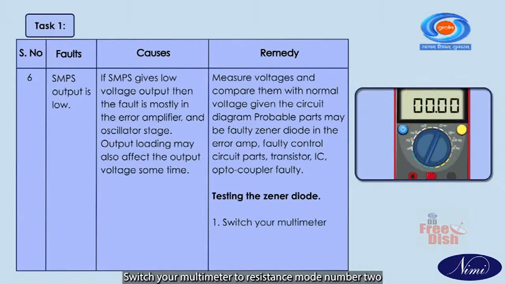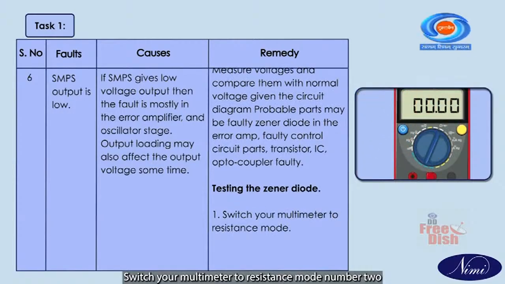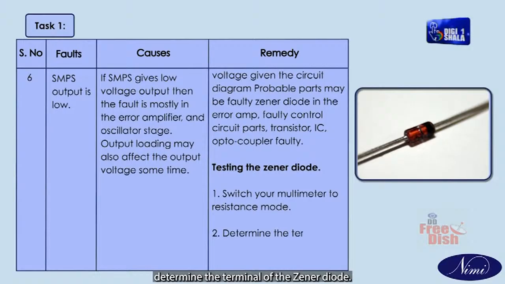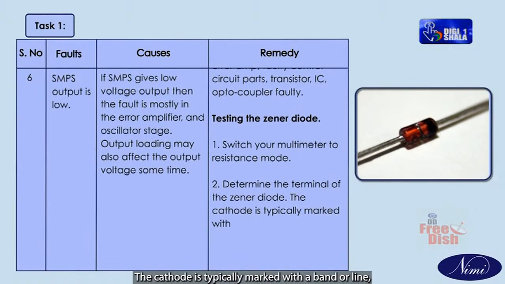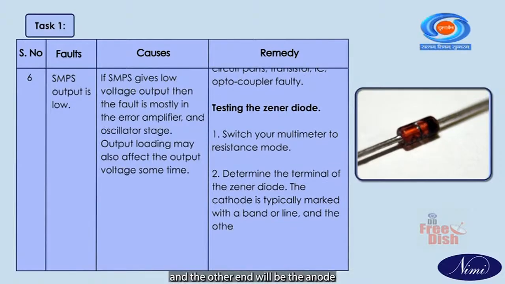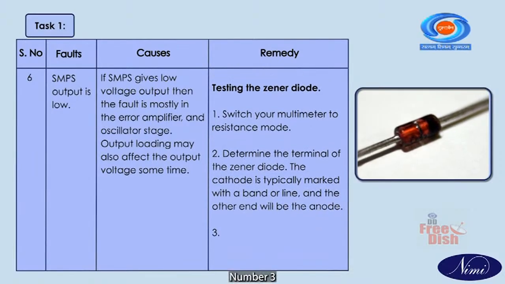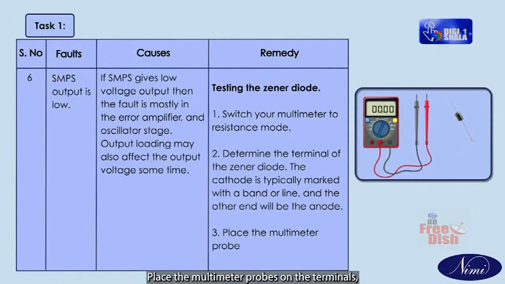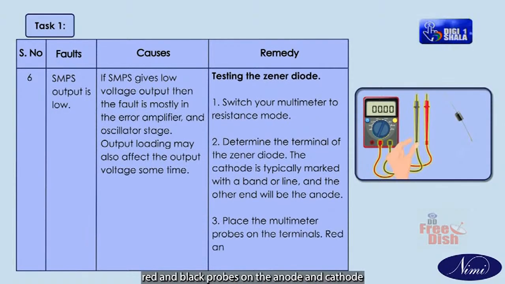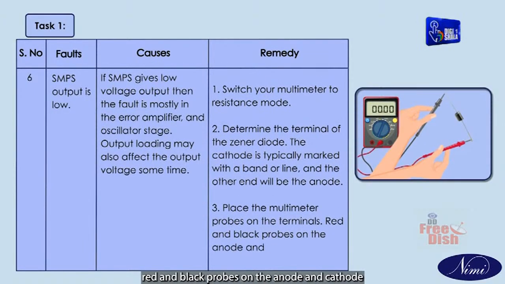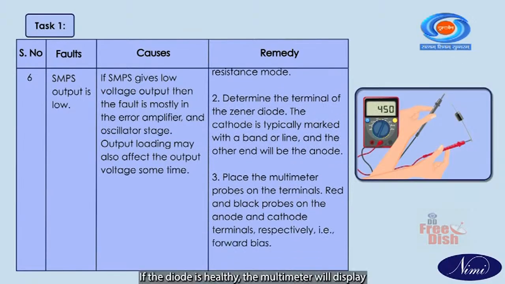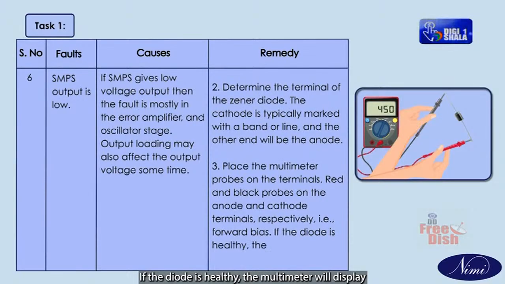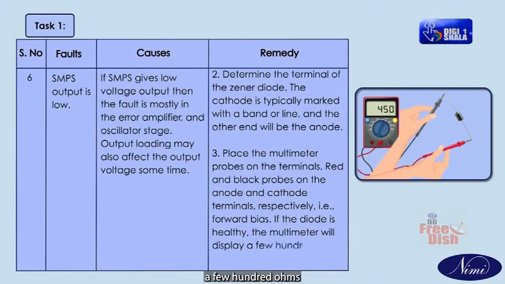Switch your multimeter to resistance mode. Number 2. Determine the terminal of the Zener diode. The cathode is typically marked with a band or line, and the other end will be the anode. Number 3. Place the multimeter probes on the terminals, red and black probes on the anode and cathode terminals respectively, that is, forward bias. If the diode is healthy, the multimeter will display a few hundred ohms.